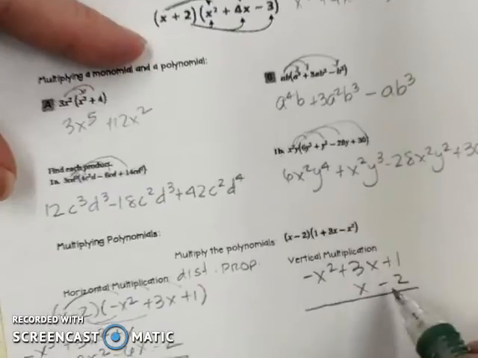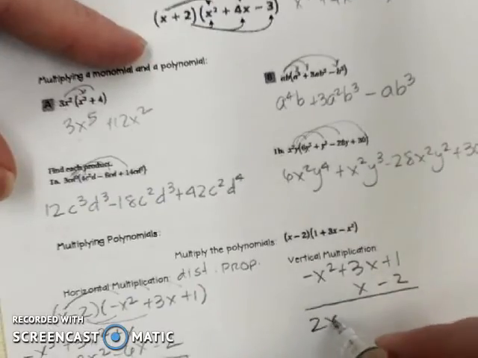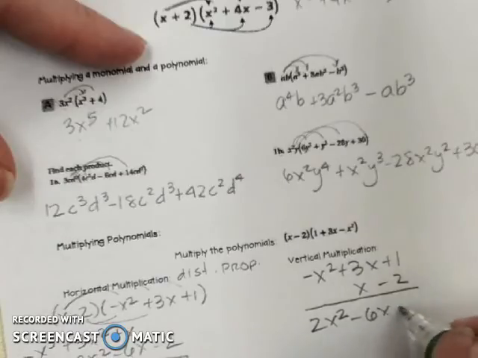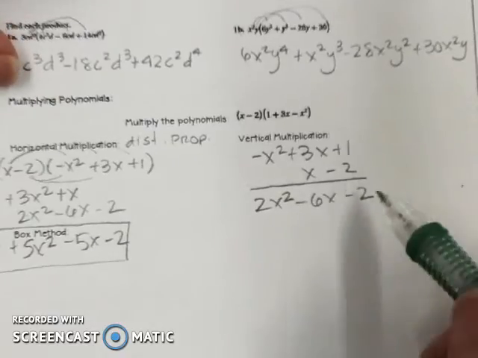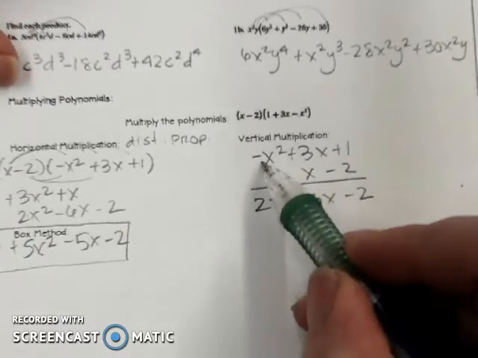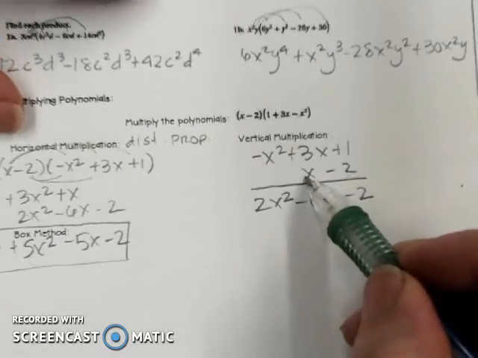And I'm going to multiply everything by that negative 2. So that's going to give me a positive 2x squared, negative 6x, negative 2. I just did this. Negative 2 times here, negative 2 times here, negative 2 times here. Now I'm going to multiply the x through to everything.